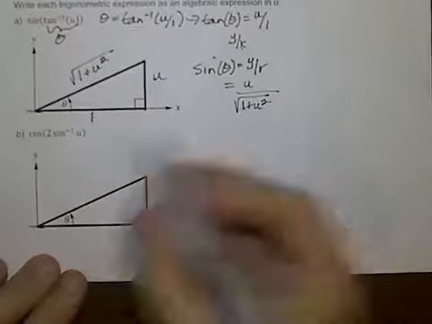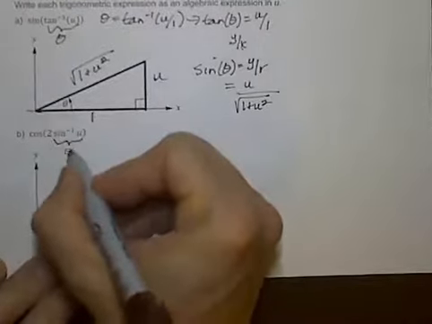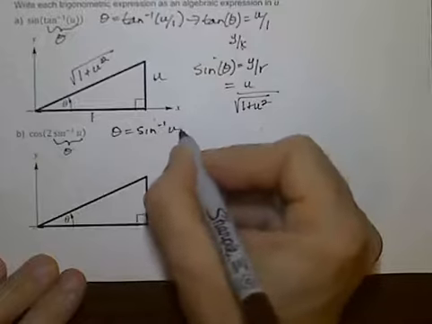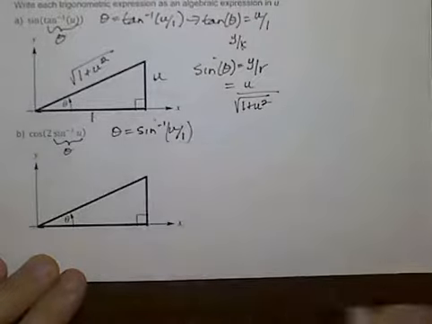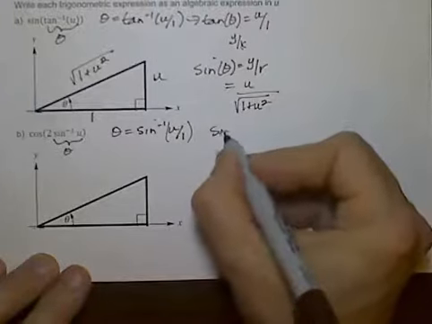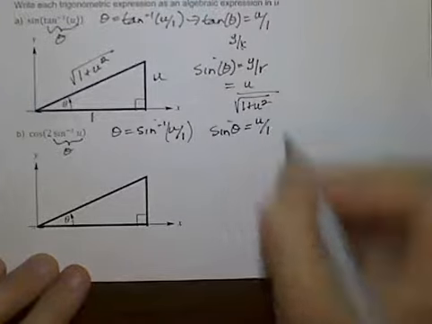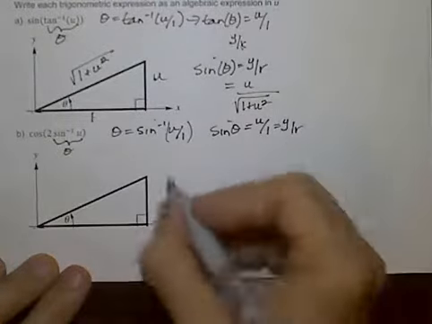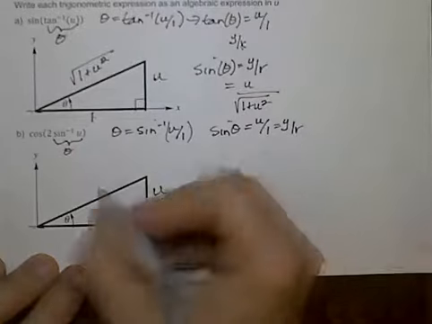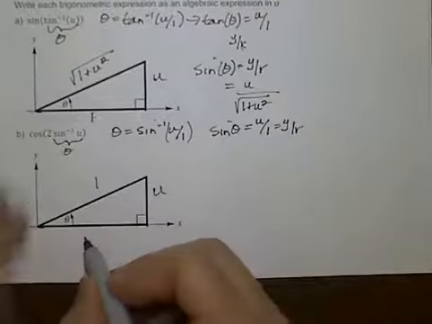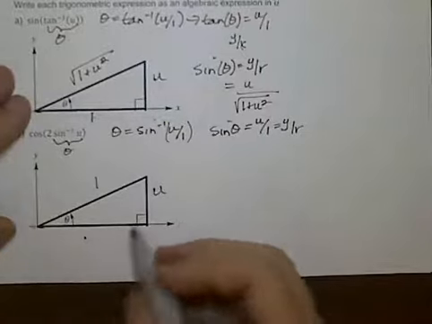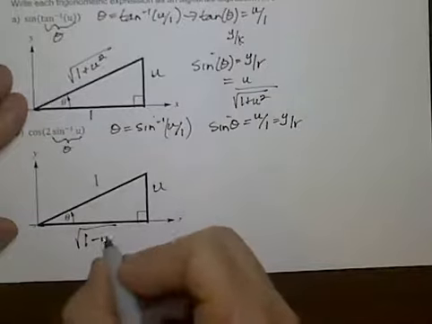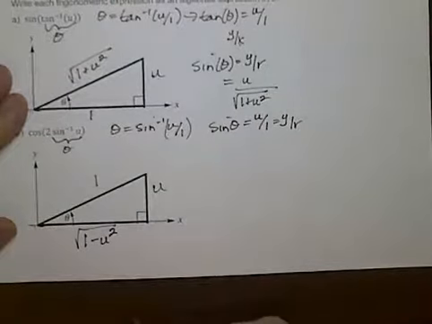We can do the same thing with this one. So if we call this part our theta, we have theta equals inverse sine of u. And we're going to make this u over 1. That means that the sine of theta is u over 1. And we can fill in our triangle. This is y over r. So our u is going to be the y and our r is going to be the 1. That means to find this side, we would have to take the square root of 1 squared minus u squared. So that would be just the square root of 1 minus u squared.